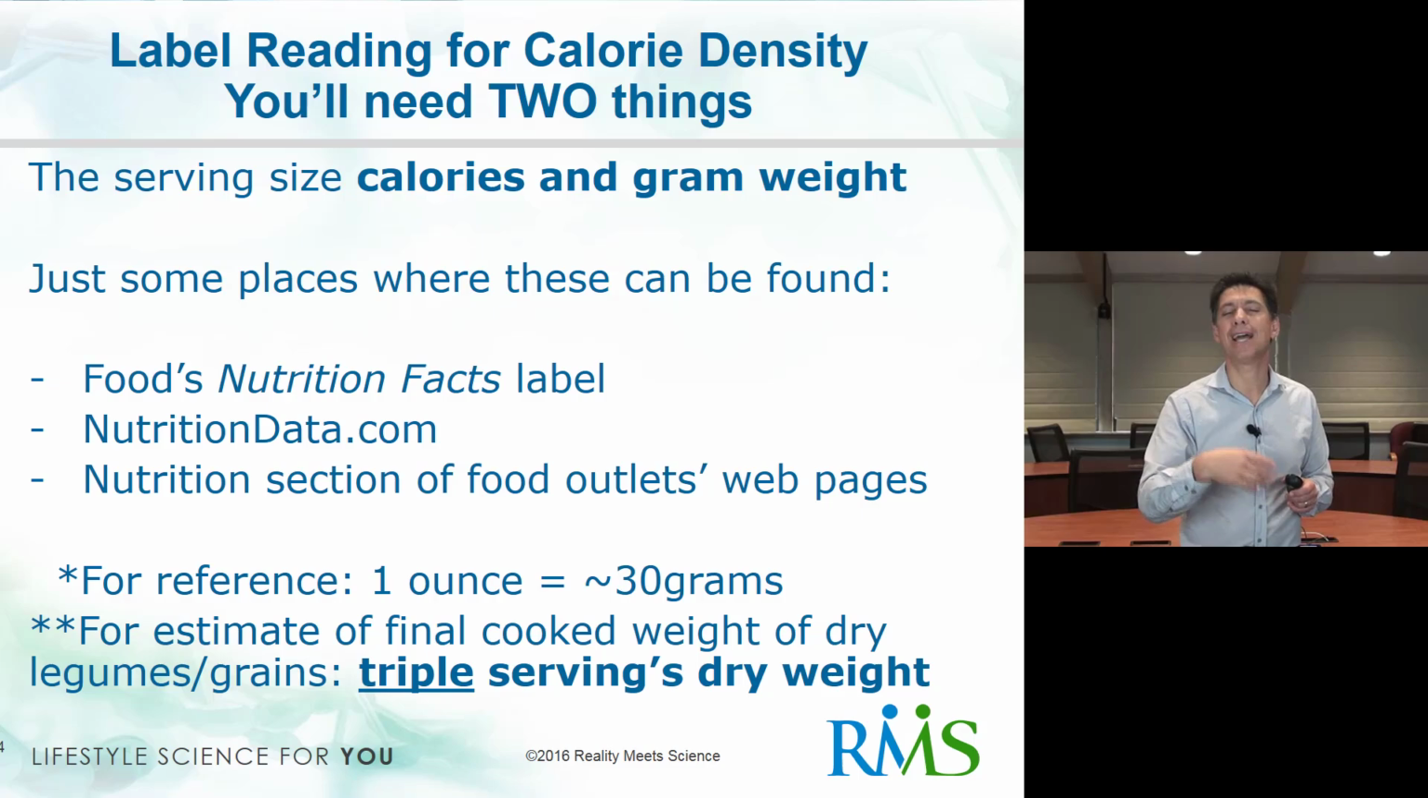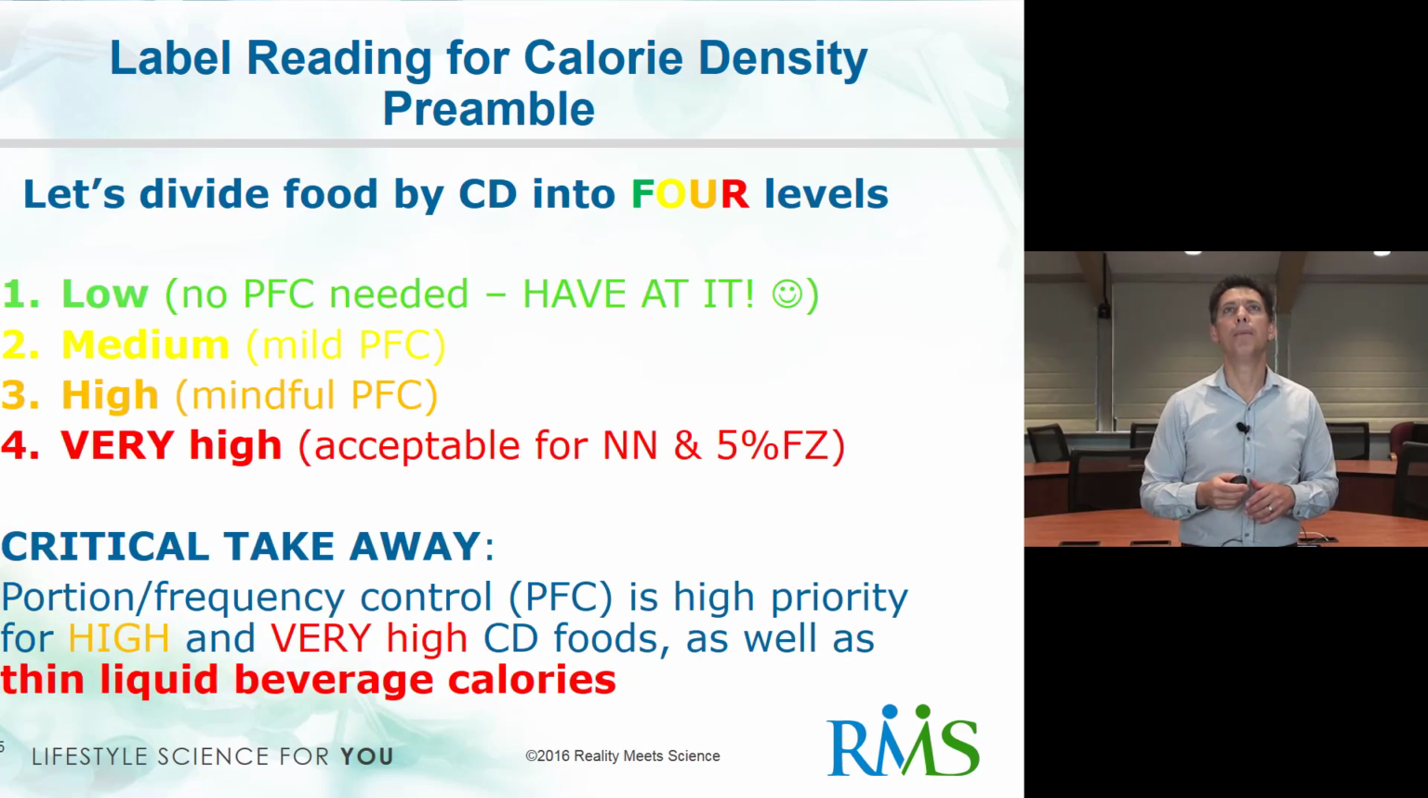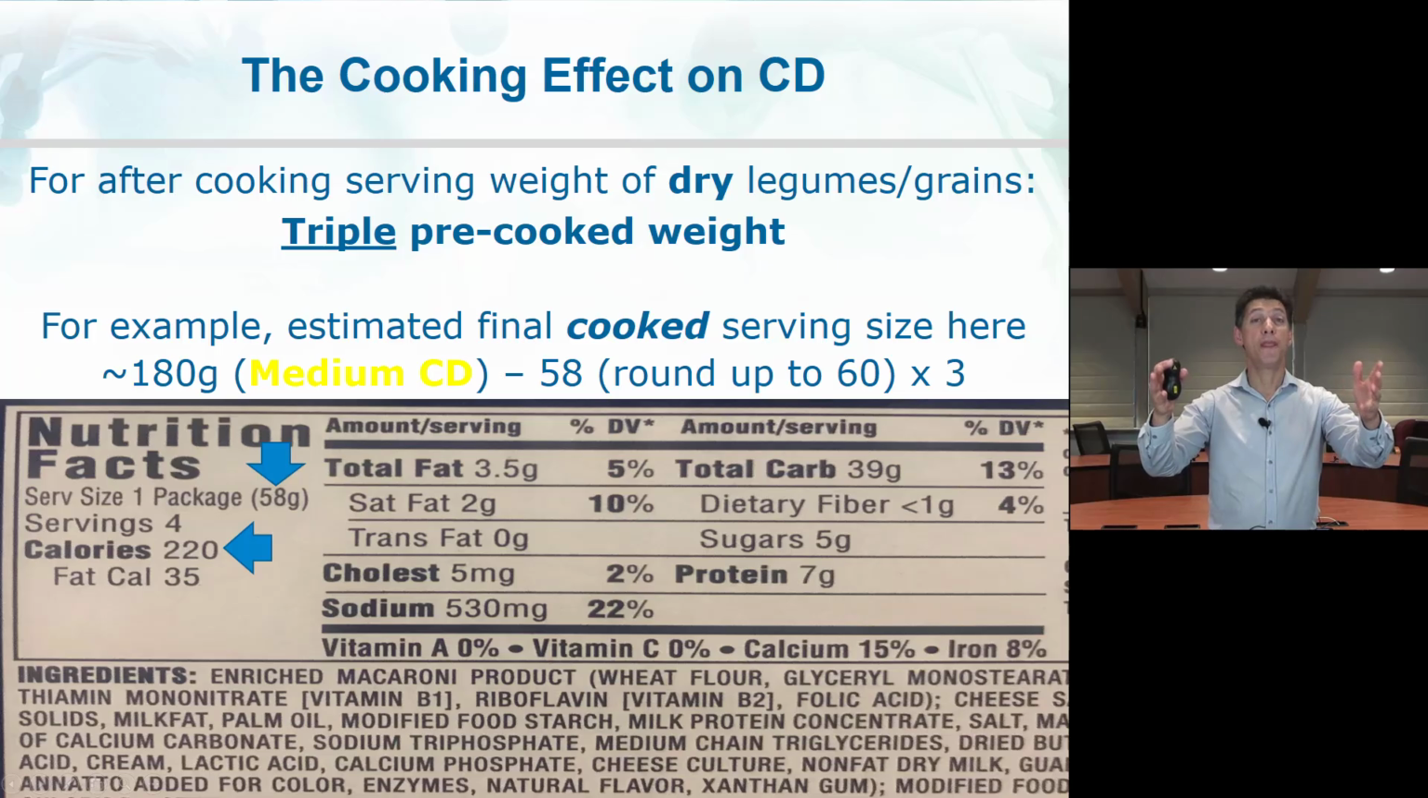The good news is that's simple. When you have, as you'll see on this slide here, a dry grain, that will be a simple process of just tripling the serving size. So if it says 50 grams, it'll be 150 grams. So on the specific label that you see here, we see not 50, but 58 grams.